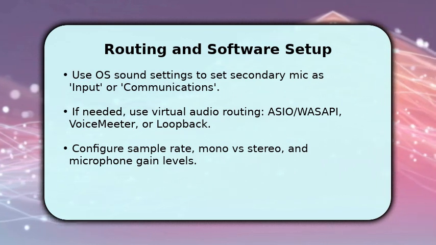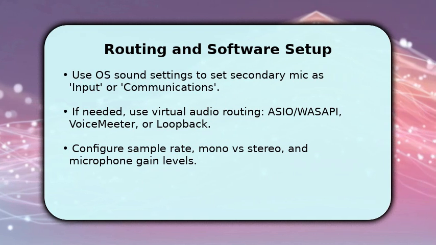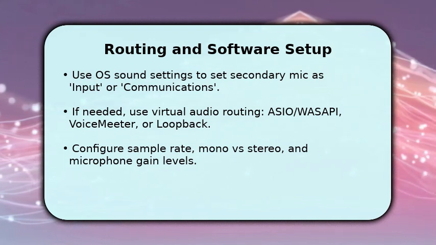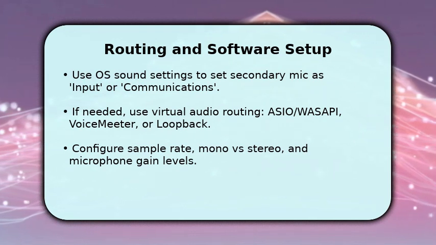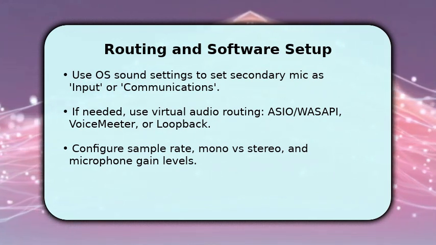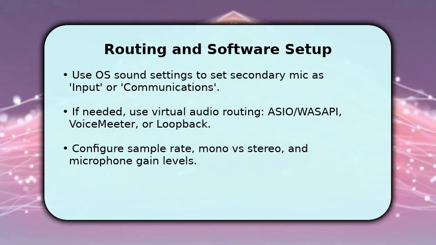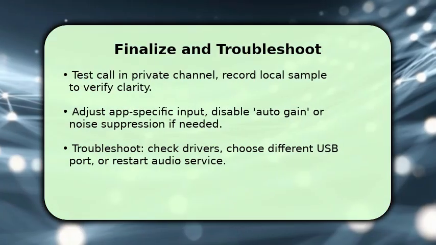Then match sample rates and set gain to avoid clipping. Lower gain if you hear distortion, and switch to mono if the app mishandles stereo inputs. Now finalize by running a private test call or local recording to verify clarity. Speak at normal volume and observe meters.